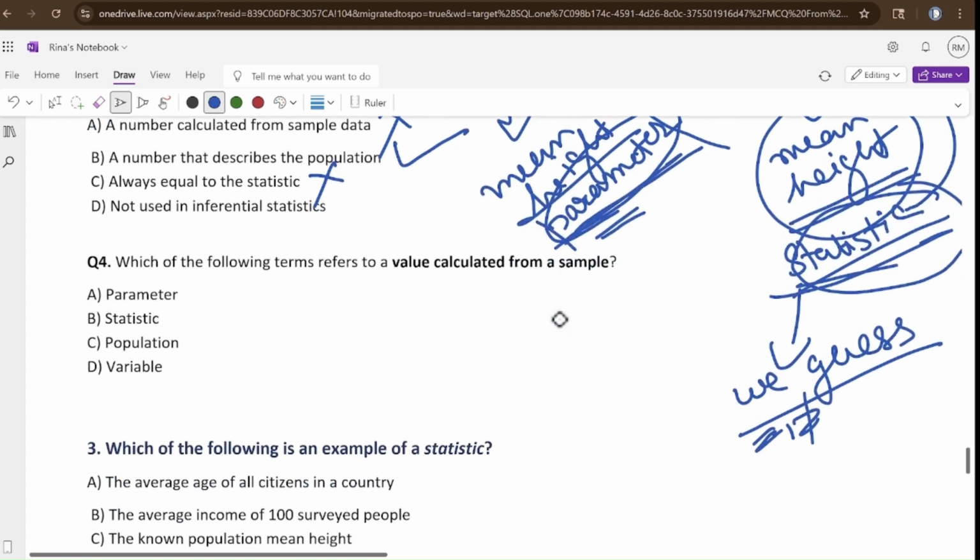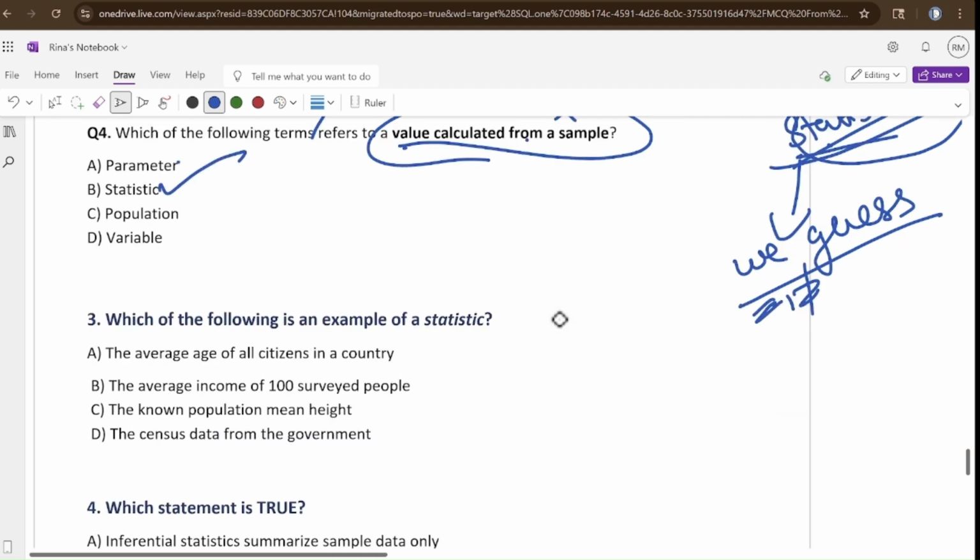Now, not used in inferential statistics, that is wrong. This is all inferential statistic. Which of the following terms refer to a value calculated from a sample? Statistic. Okay, which of the following is an example of statistic?